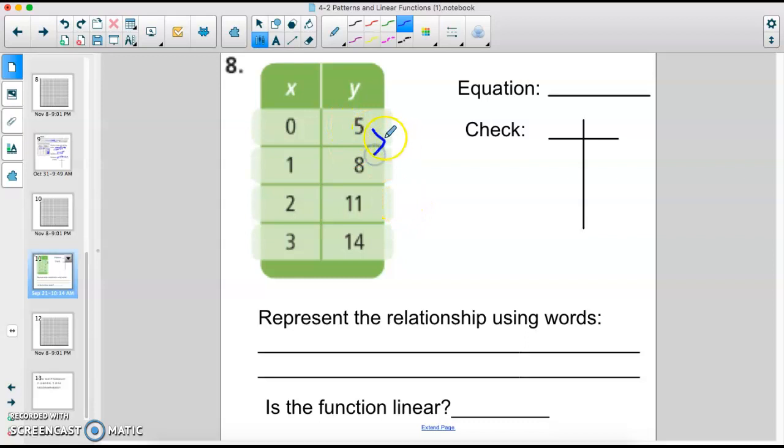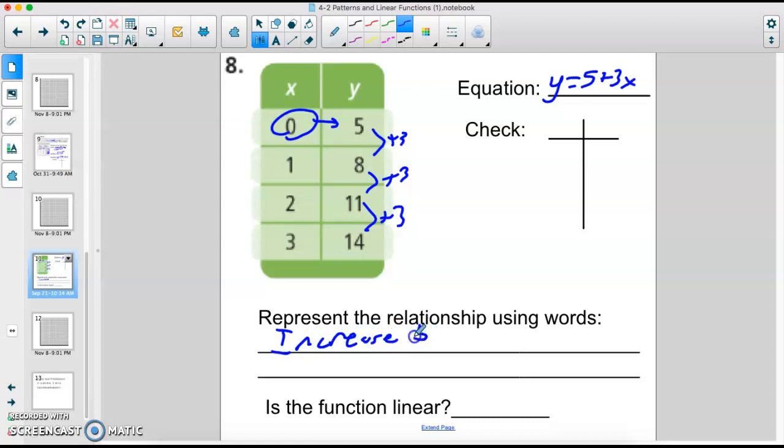Okay, same thing here. What happens between the two? Well, we add 3, right? Add 3, add 3. Cool. So y equals, now we started out at time 0, right? And so this number is our constant, so 5 plus 3 times x. This is the factor by which we multiply, so times positive 3. Okay, relationship using words, each time we increase by 3.